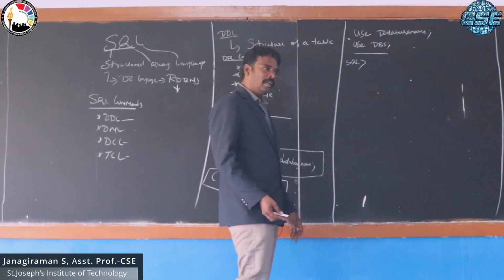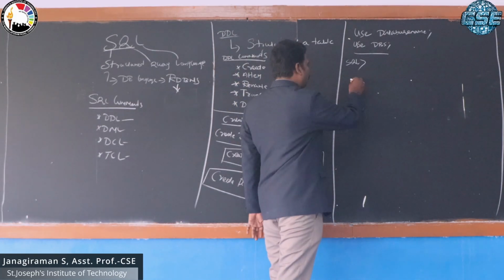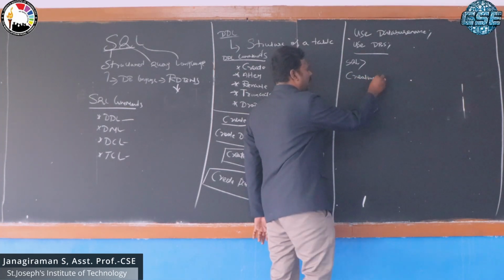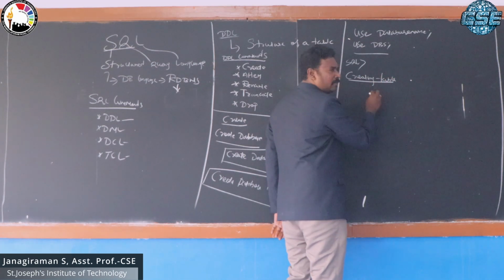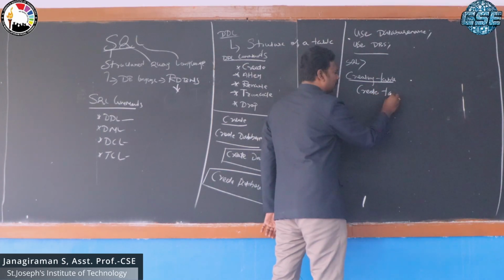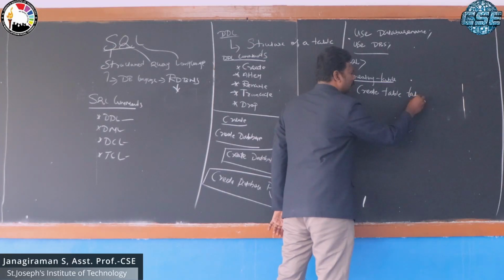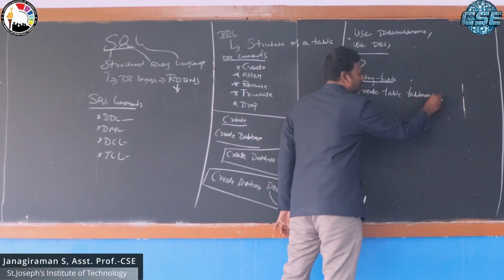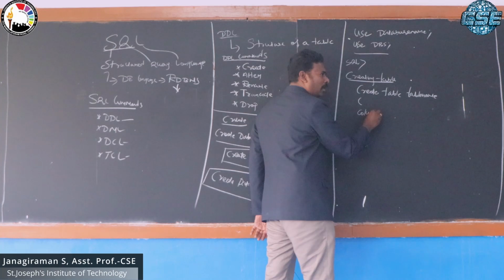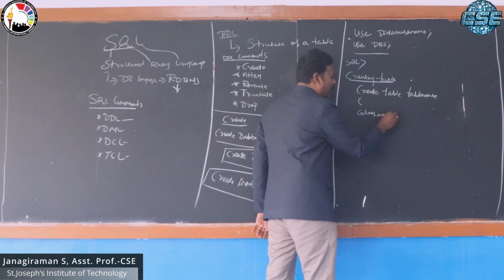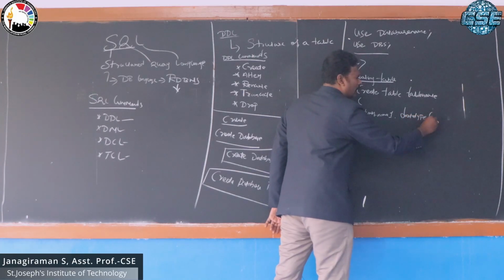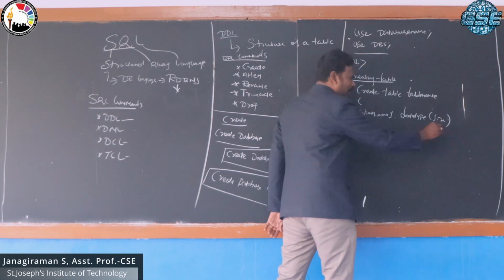So how to create a table? Again, there is a syntax for creating a table. The syntax for creating a table is: create table, table name, open bracket, then column name 1, data type, size of the data type, comma.